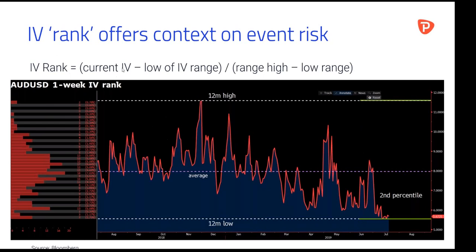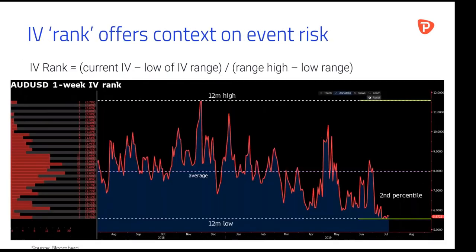So the calculation we're using to get implied volatility rank is the current implied volatility, which you can see there, 5.675%, take away the absolute low and divide that by the difference of the high to low range. And that gives us the second percentile. So the market's looked ahead at the coming week and said, well, at 5.67525%, that's the second percentile. We don't expect much of a move. We don't expect fireworks to come through.